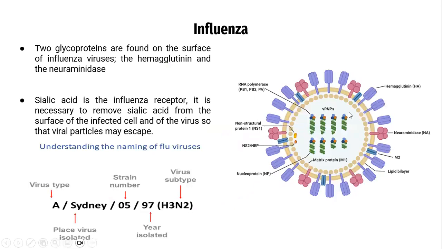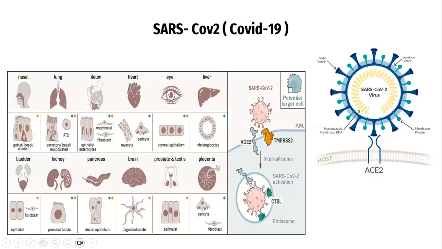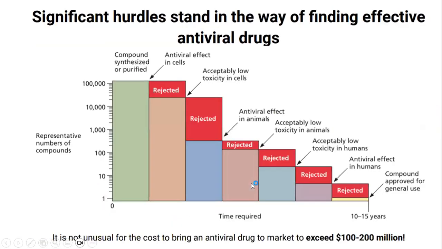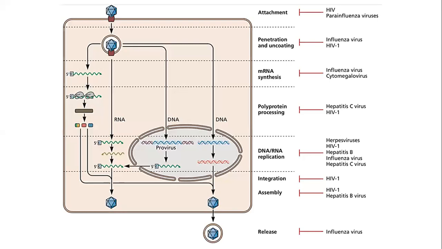But when it buds out, the hemagglutinin would still be attached to the sialic acid. So what happens is the neuraminidase, this receptor, would cleave that. It would remove the sialic acid and allow the virus to leave. So when we're designing our antiviral, if we could prevent the receptor from cleaving that linkage with the sialic acid, then you're essentially preventing the virus from releasing, and that's how you would form your antiviral.